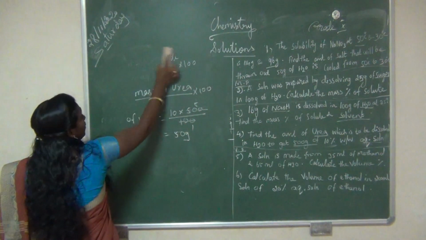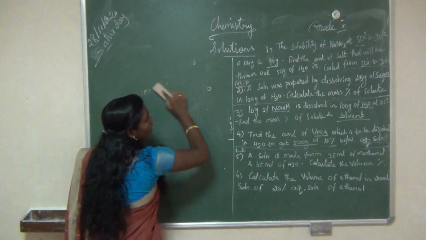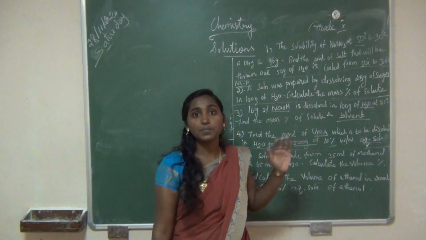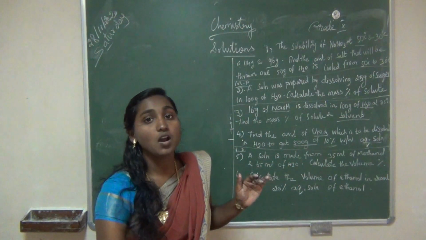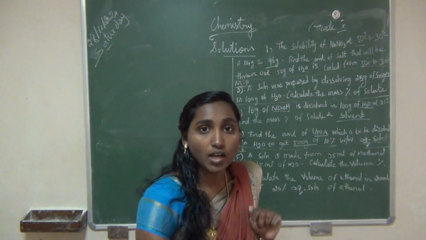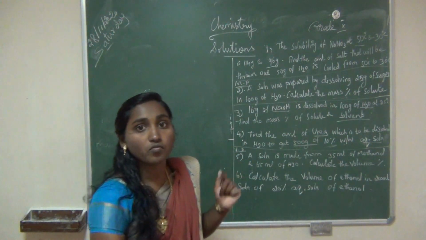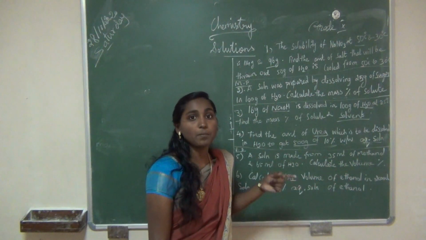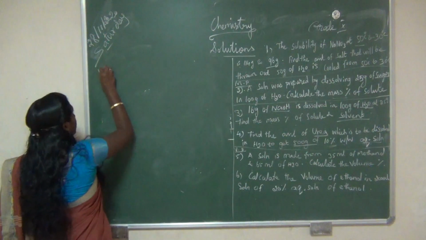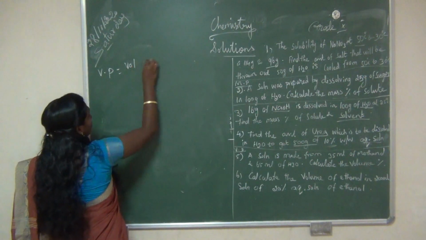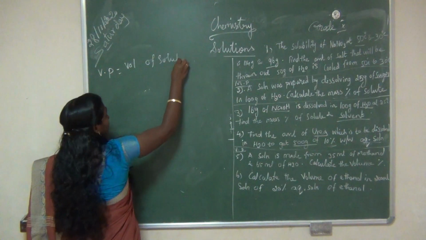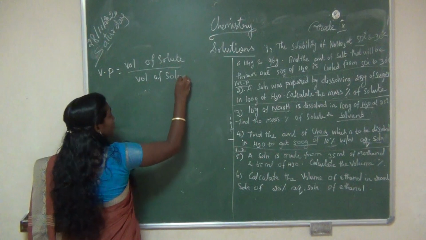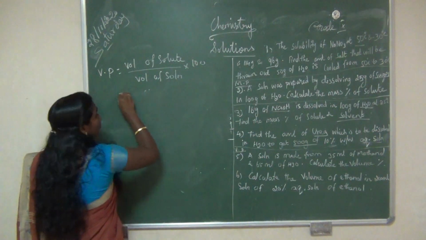The next problem. Problems based on volume percentage. Volume percentage has one formula, right? What is the formula? Volume of solute divided by volume of solution. The mass percentage formula is mass of solute divided by mass of solution. The volume percentage formula is volume of solute divided by volume of solution into 100. So see the question.